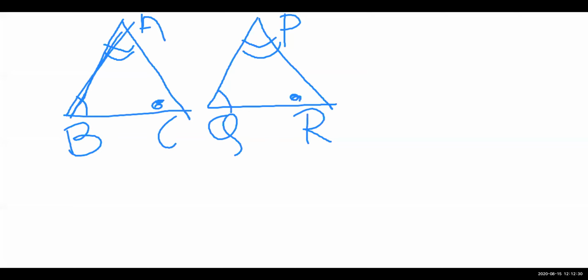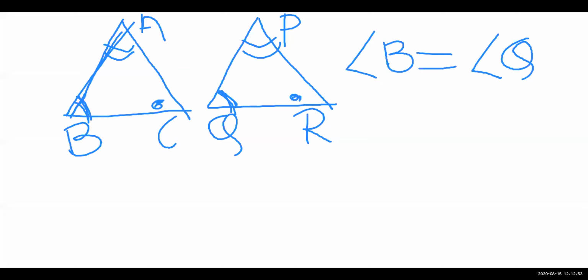Suppose this is angle B and angle Q. They both have the same symbol. That's why we can say that angle B is congruent to angle Q. This is the symbol of congruent. Congruent means nearly equal, nearly equal means 99.99.